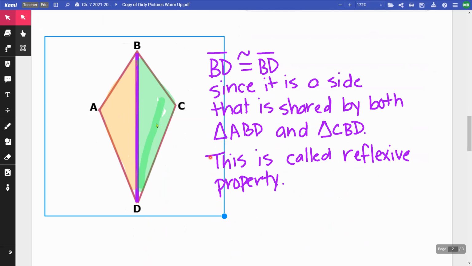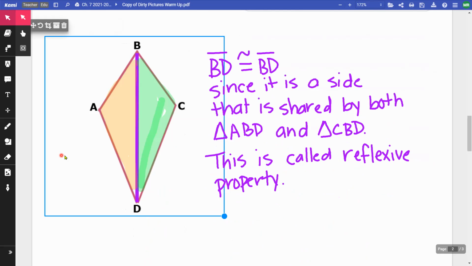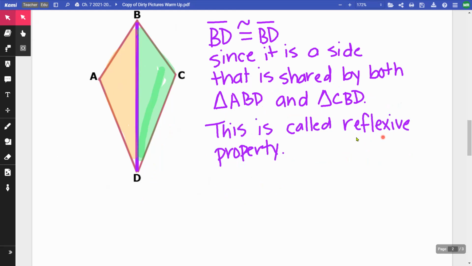Another situation, if we have two triangles that share a side, this side that they share is in both my orange triangle and it's also in my green triangle. So it is the same exact side in both triangles. And that means that this line segment BD is congruent to itself, BD. And we have a name for that. That's called the reflexive property. Okay, so those are a few ideas that we want to understand.